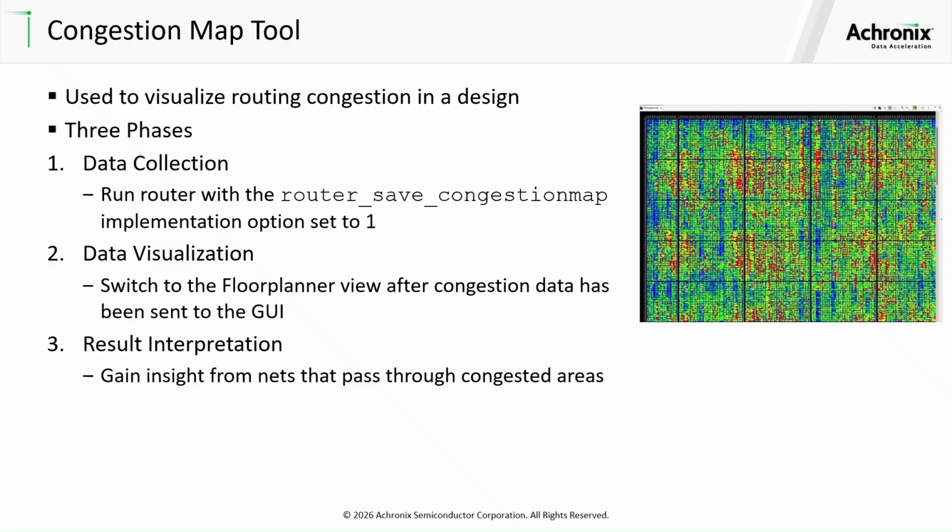The third phase is the results interpretation phase. Here, the user gains insight by examining congestion of various resource types across congestion iterations. The user can also combine non-clock net visibility with the congestion map to see the nets that contribute most to routing congestion. Understanding the nets that cause congestion is the first step to solving routing congestion issues. Next, I will demo the congestion map through the three phases.